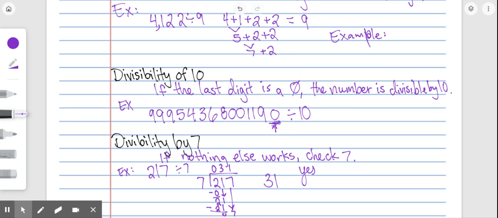That's the only way that makes a lot of sense, that's really quick for you to check divisibility by 7. And if that still doesn't work, then guess what? You have a number that is hard to divide. All right.